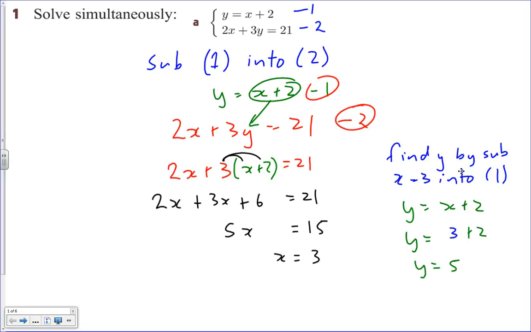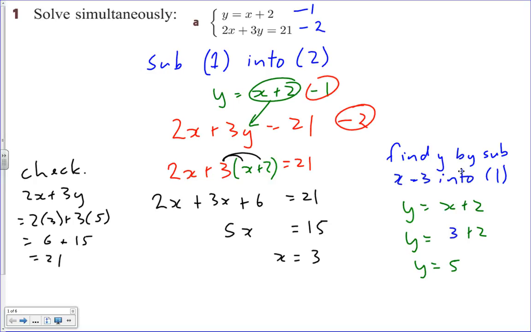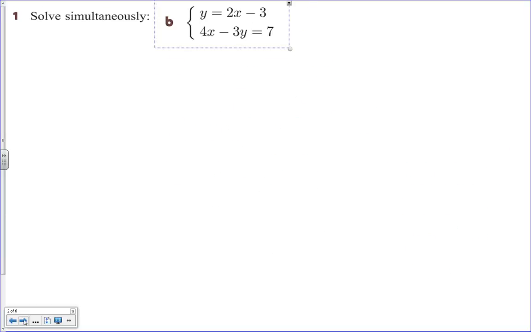And the last thing we can do quickly is check. So 2x plus 3y, so it's going to be 2 times 3 plus 3 times 5, and 6 plus 15 equals 21, which equals the same as what we had over on the other side. So solve simultaneously by substitution. Again, I call that 1, call that 2.